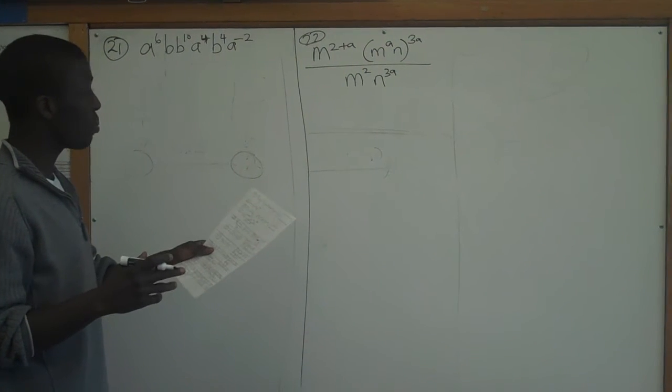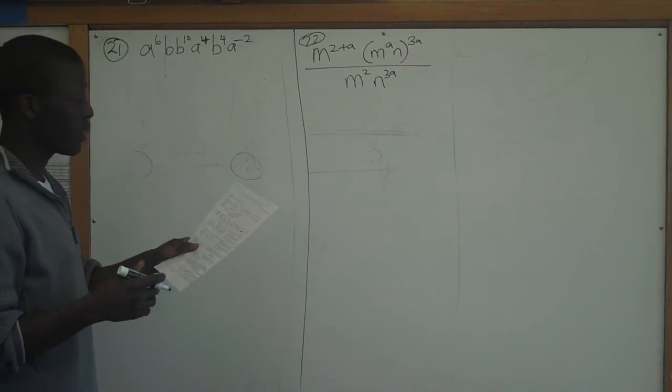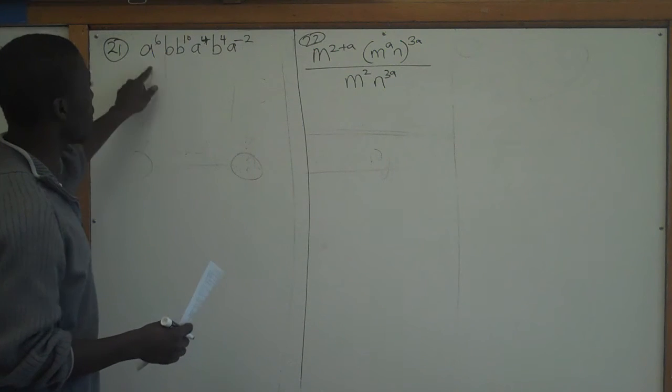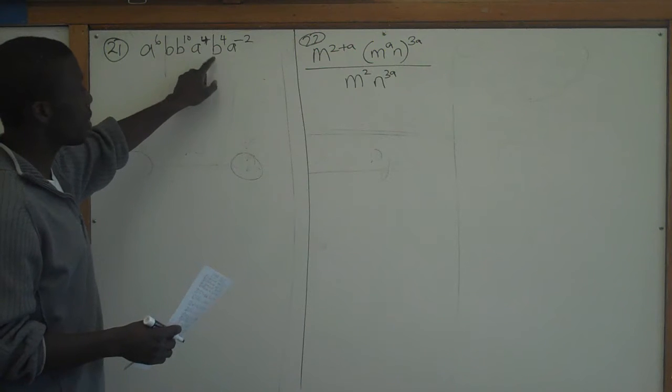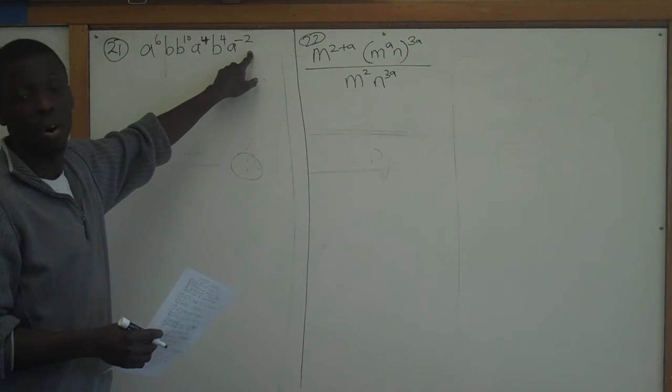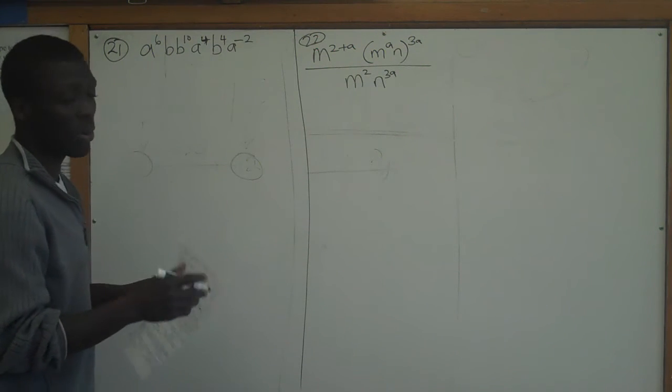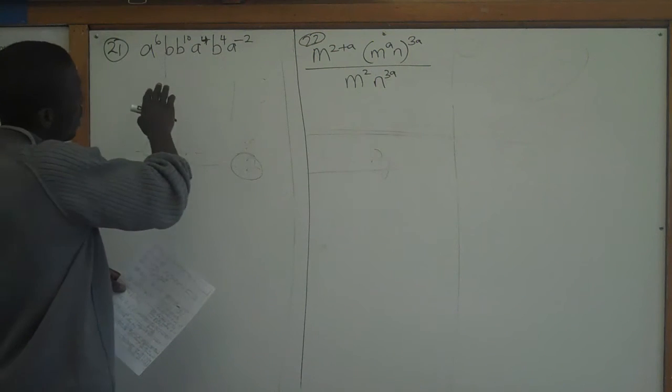So now we're going to look at number 21, 22, and a few others. With number 21, I told you to simplify a to the 6th, b to the 10th, a to the 4th, b to the 4th, and a to the power negative 2. What you need to understand with this problem is the laws of indices.